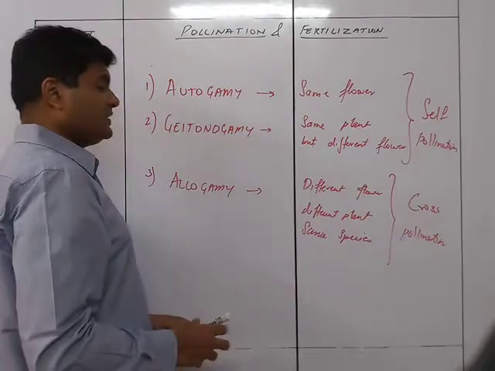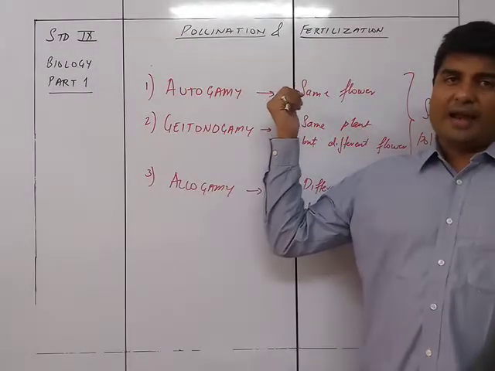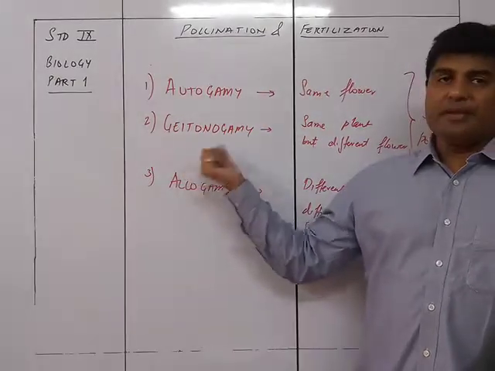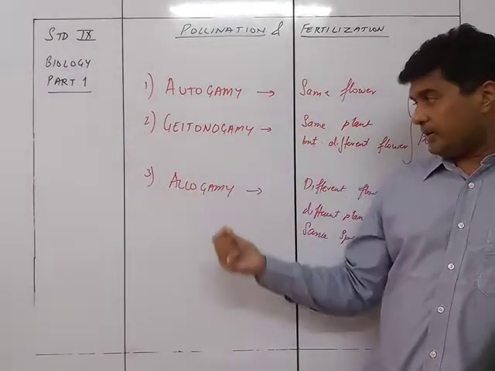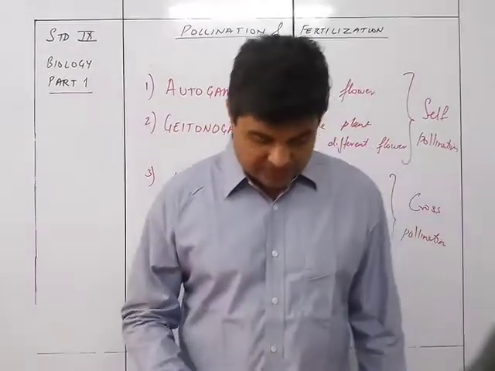Okay, so these are the three ways by which pollination could take place. Autogamy: same plant, same flower. Geitonogamy: different flower, same plant. Allogamy: different flower, different plant, but same species.